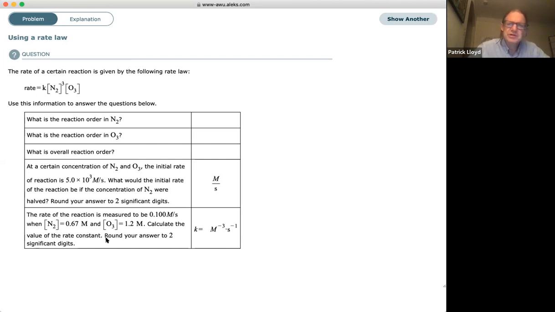Well, this is what we often call a plug and chug type problem. So let me write it in here. Rate equals K times concentration of N2 to the 3rd power times concentration of O2. Okay. So we're told that rate is 0.100 molarity per second. That's what we're given.